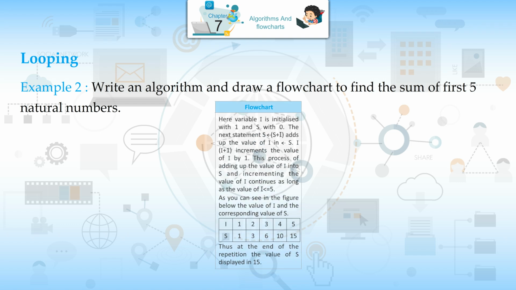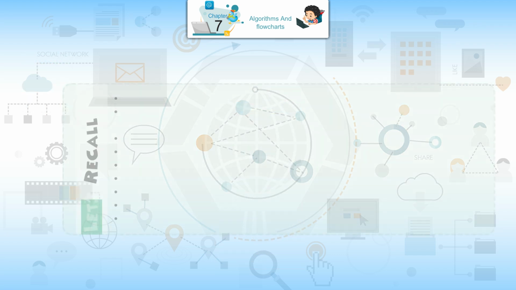No. Stop. Flowchart. Here, variable I is initialized with 1 and S with 0. The next statement, S plus I, adds the value of I to S. I plus 1 increments the value of I by 1. This process of adding the value of I into S and incrementing the value of I continues as long as the value of I is less than or equal to 5. As you can see in the figure below, the value of I and the corresponding value of S. Thus, at the end of the repetition, the value of S displayed is 15.